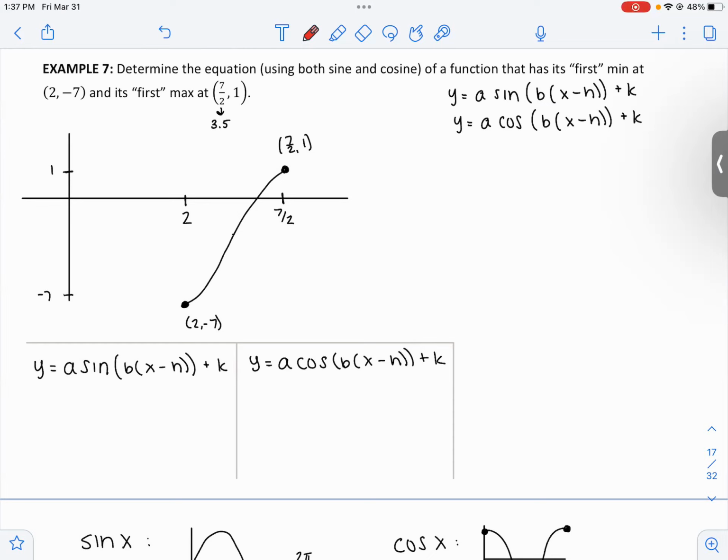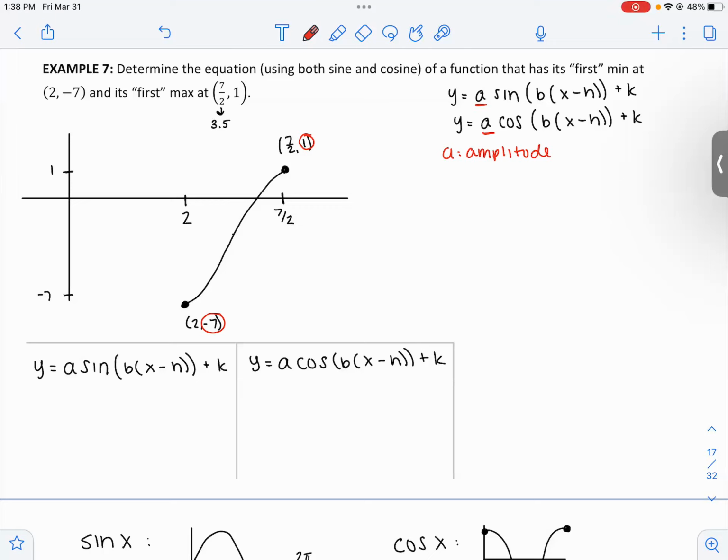We'll start with A and then go to K and then take a look at B. A, if we recall, is our amplitude. And our amplitude is going to be half of the full height, or the distance from the min to the max. It's going to be half of that distance. So in this case, I know that my maximum value is 1. My minimum value is -7.